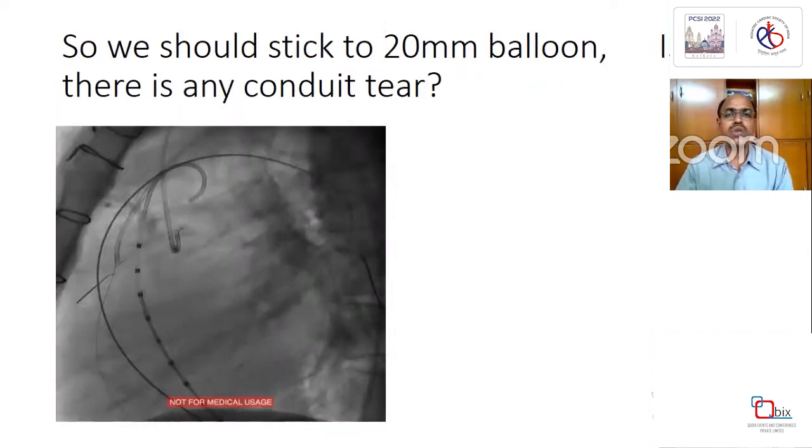So we should try to stick to a 20 millimeter balloon, and we again check the conduit for any tear. There is no conduit tear. The conduit has become reasonably dilated now because of the serial dilatation. The previous small leak that was seen in the proximal RVOT has sealed up.